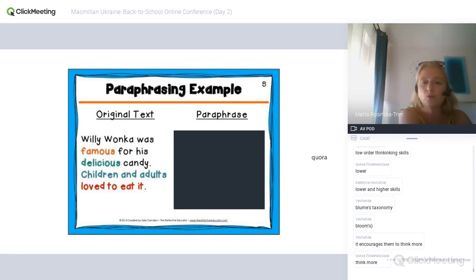As you can see, it's very simple. And I want it to be simple. Even for higher levels, I want it to be simple because I want to show them how paraphrase works, really. So I asked them, first of all, to paraphrase all the words in different colors.